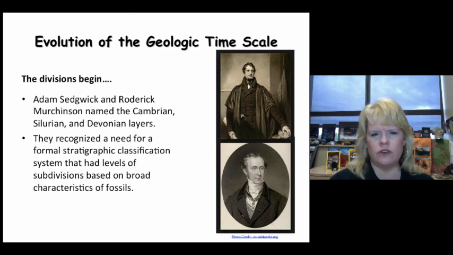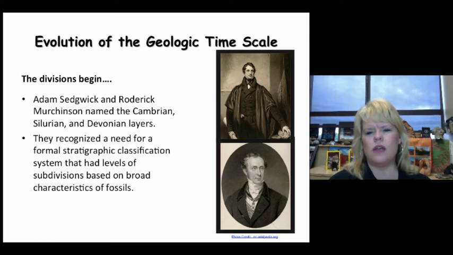When the divisions occurred, a couple of guys got credit for naming some of them. Sedgwick and Murchison named some of the most famous: Cambrian, Silurian, and Devonian. And they understood that there was a need for stratigraphic classification of rock layers based on a general relative age, and understood that likely a time scale needed to be developed that could be universal, and fossils would play a huge role in that process.